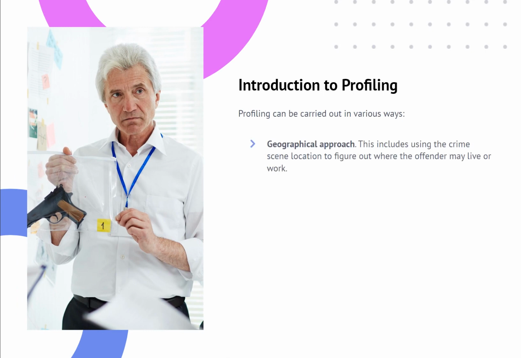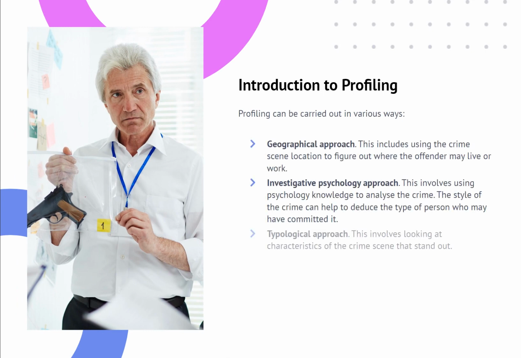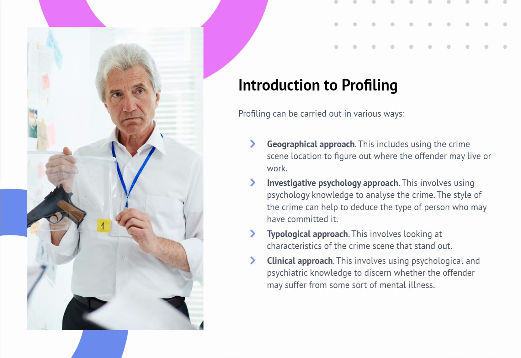Profiling can be carried out in various ways. Geographical approach. This includes using the crime scene location to figure out where the offender may live or work. Investigative psychology approach. This involves using psychology knowledge to analyze the crime. The style of the crime can help to deduce the type of person who may have committed it. Typological approach. This involves looking at characteristics of the crime scene that stand out. Clinical approach. This involves using psychological and psychiatric knowledge to discern whether the offender may suffer from some sort of mental illness.